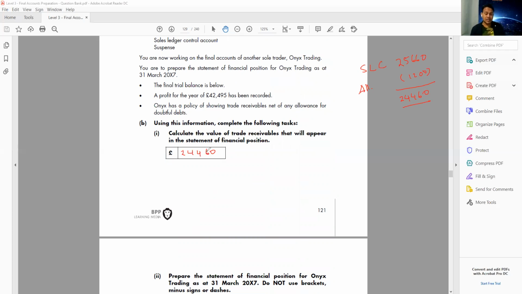That's it. So find the sales ledger control. Sales ledger control is also called trade receivables. Same thing. So find the figure minus the allowance, whatever it is, that's my net. This net we're going to show in the statement of financial position.